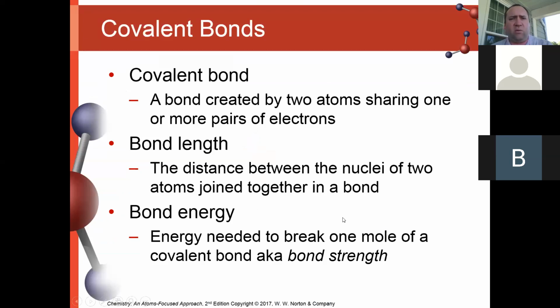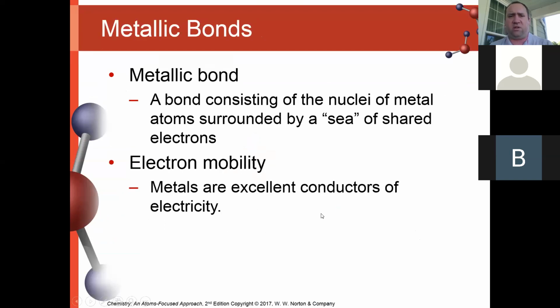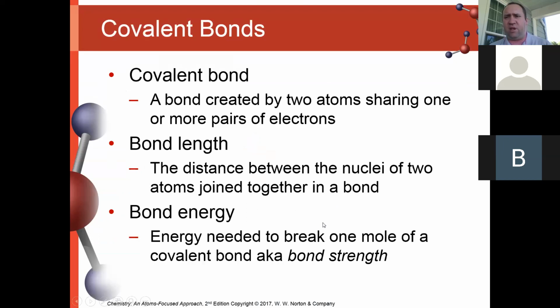Okay, so let's talk a little bit about covalent bonds then, and then we'll take a short break to stretch our brains out a little bit. Covalent bonds are ones that are caused when atoms share electrons, in particular when they share pairs of electrons. And we can quantify their strength based upon two factors, and we'll talk about these factors more tomorrow.